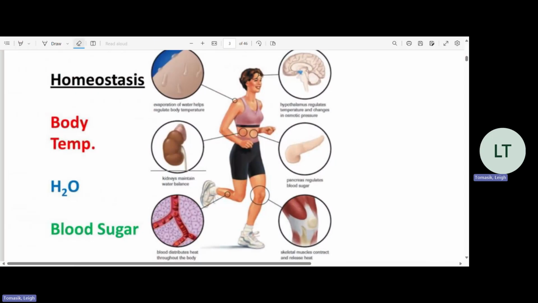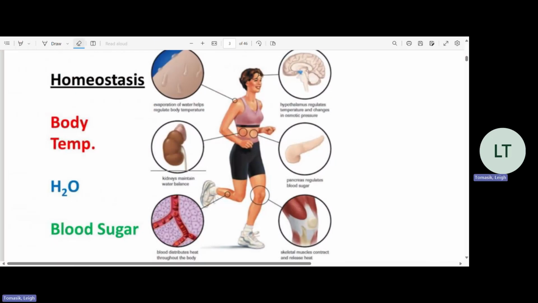What's happening as this woman is jogging? The first thing you might notice if you've been jogging for a while is a person starts to sweat. So sweating is a method to maintain your body temperature. When you put water on your skin's surface, that water will evaporate and it will need heat to do so. So it will absorb the heat from your body in order to evaporate, and that will help you regulate your body temperature.